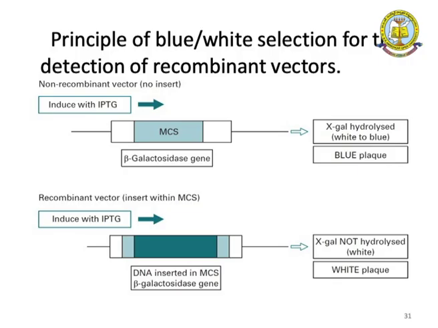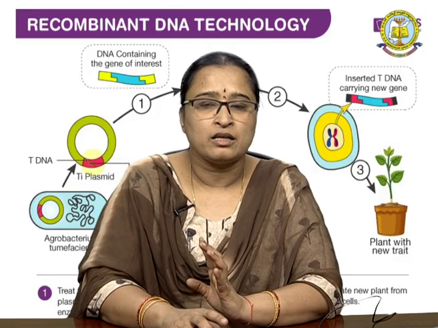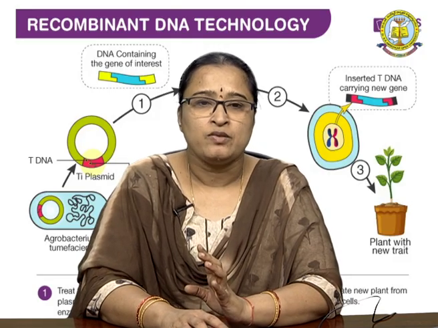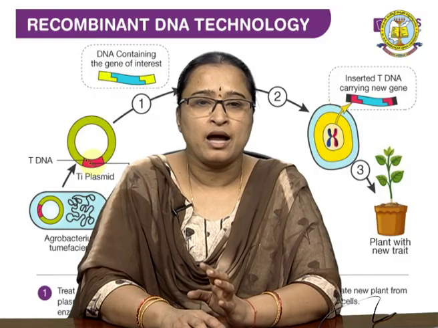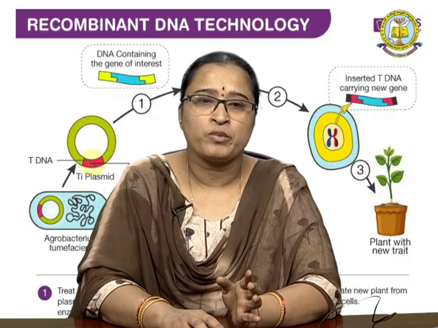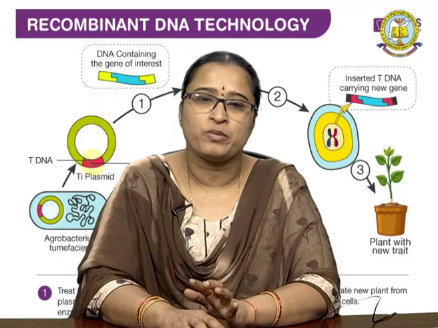In the other, recombinant vector, there is an insert in the MCS. Induced with IPTG, with the DNA insert in the MCS, the beta-galactosidase gene is disrupted and X-gal is not hydrolyzed. Where it is not hydrolyzed, the colony is white, so a white colony is visible. These two, blue and white, are the non-recombinant and recombinant vectors.